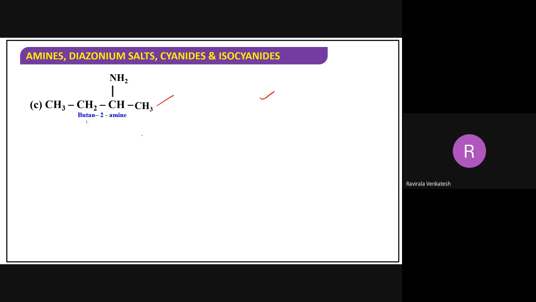Butane 2 amine. 2-methyl propan 2 amine. All these are actually what? Primary amines. Total we got 4 primary amines.